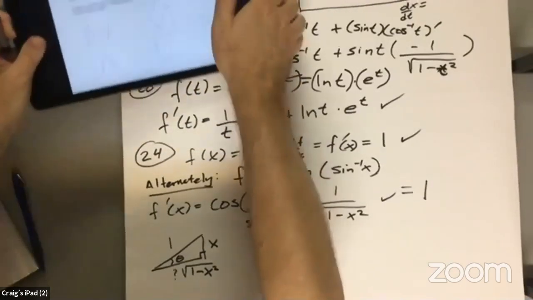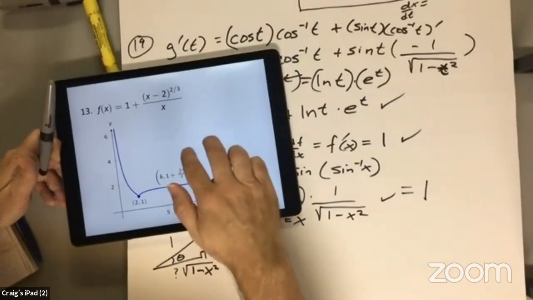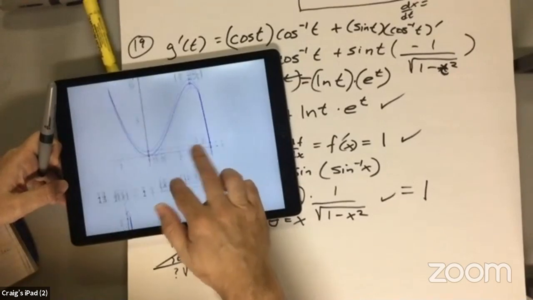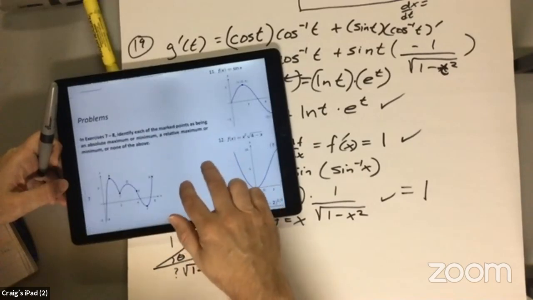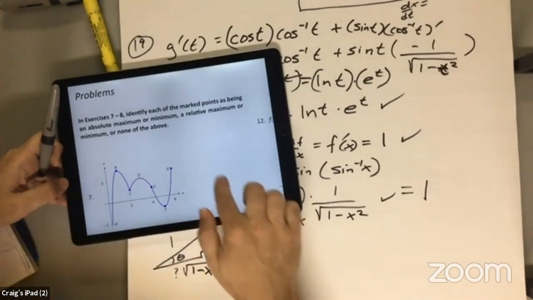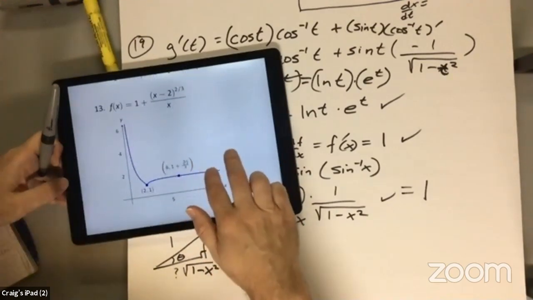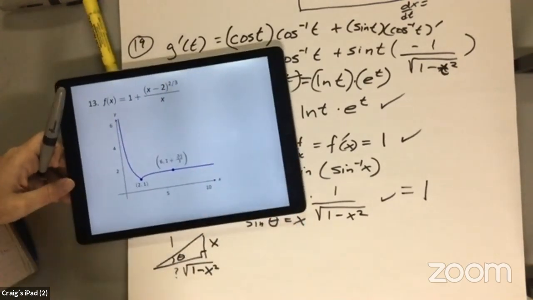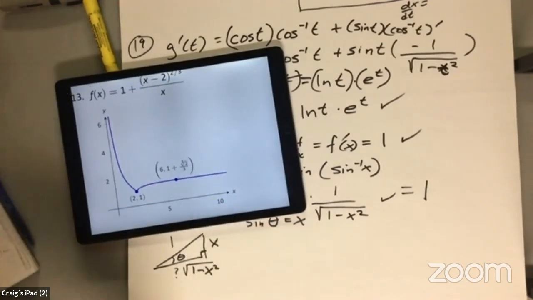I don't know if I'm going to need more space. I kind of think I am. I am supposed to look at this problem, which says to identify each of the marked points as being an absolute max or min, or relative maximum or minimum, or neither max, min, relative, or absolute. They gave us a bit of a graph, and we're trying to decide whether the identified points are maxes or mins, absolute maxes or mins. I'm not a big fan of this problem.